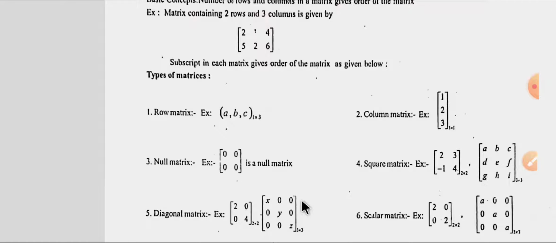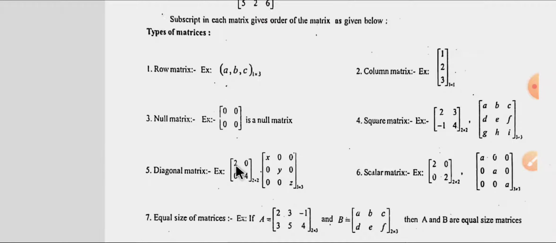Next, the diagonal matrix. A diagonal matrix is a matrix in which, except for the diagonal elements, all the elements are zeros. So consider this matrix of order 2 by 2, that is 2 0 0 4. Here 2 and 4 are the non-zero elements, but the other elements are 0. Similarly, in this matrix x, y, z are the non-zeros and the other elements are zeros. So this is called a diagonal matrix.